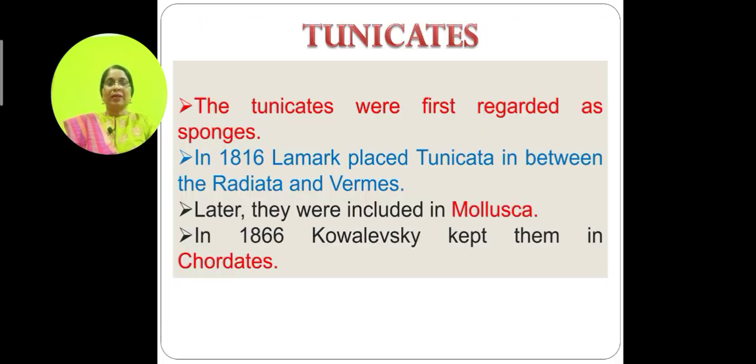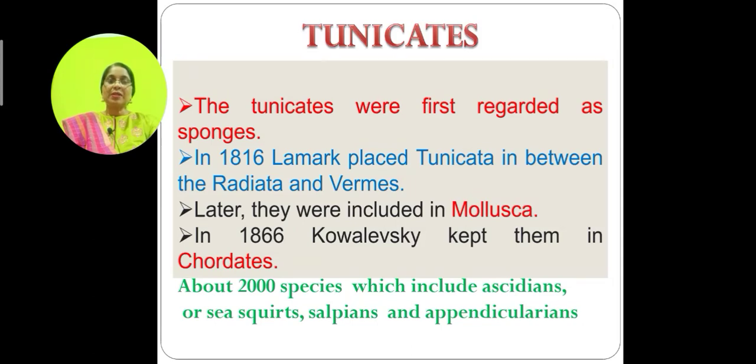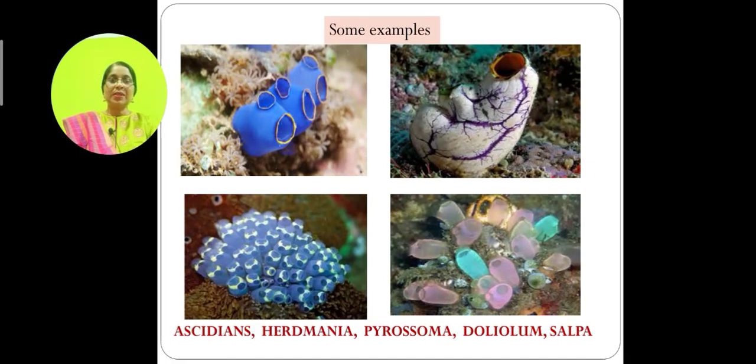Now the tunicates. The tunicates were first regarded as sponges. Later on, Lamarck placed the tunicates in between the radiata and vermes. Then they were included in the mollusca. Then in 1866, Kowalewski kept them in the chordates, so now these are placed in the chordates. About 2000 species are ascidians or sea squirts, salps and appendicularians, which are tunicates. Some examples are ascidians, Herdmania, Pyrosoma, Doliolum and Salpa.